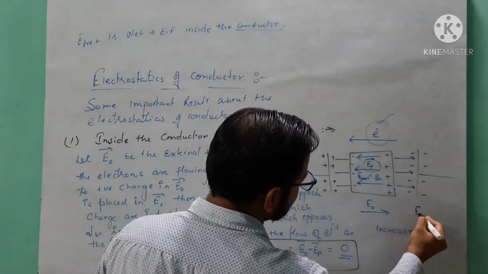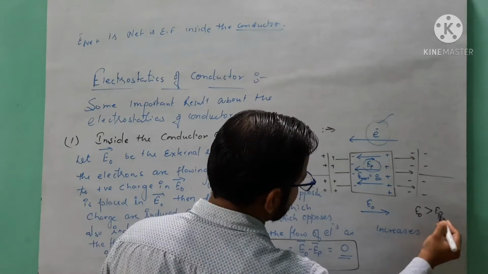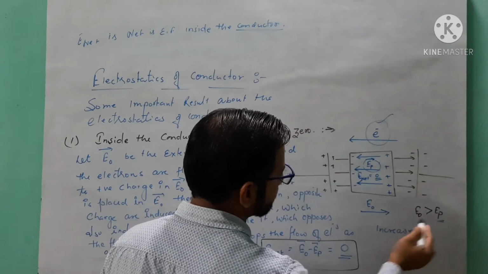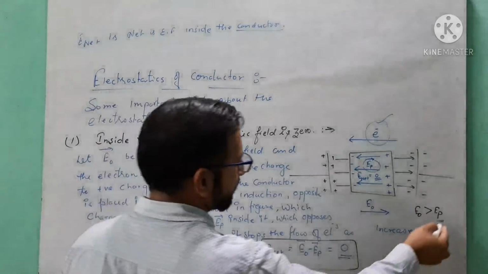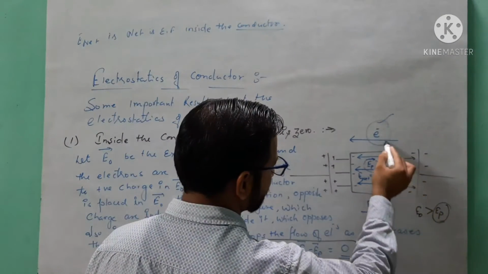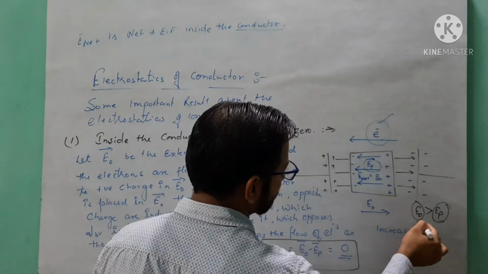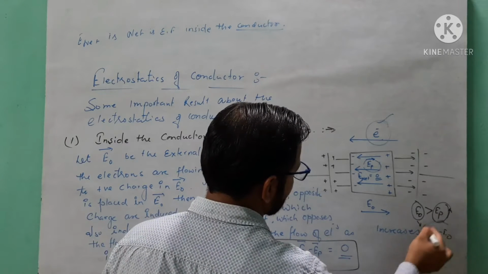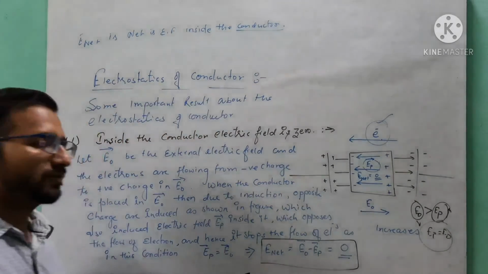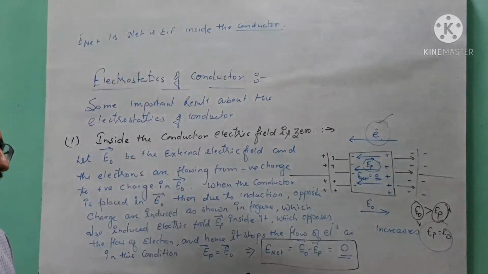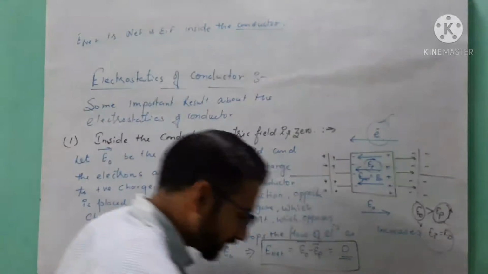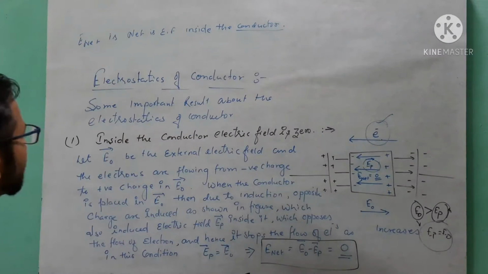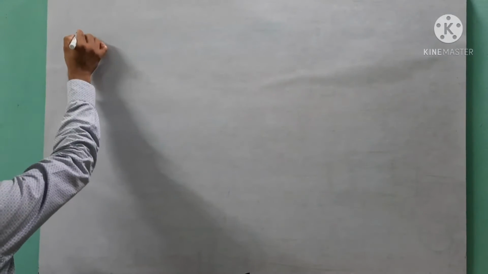I am repeating one thing. Initially, student, E naught is greater than EP, but as the induction process continues, the value of EP increases. Because of this, the flow of electrons decreases. Finally, both values will be the same, which gives us a final electric field equal to 0 in this situation. Got it? Now after that, we talk about the next result.